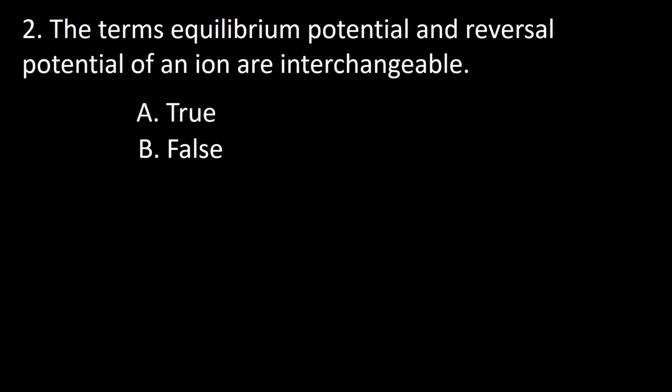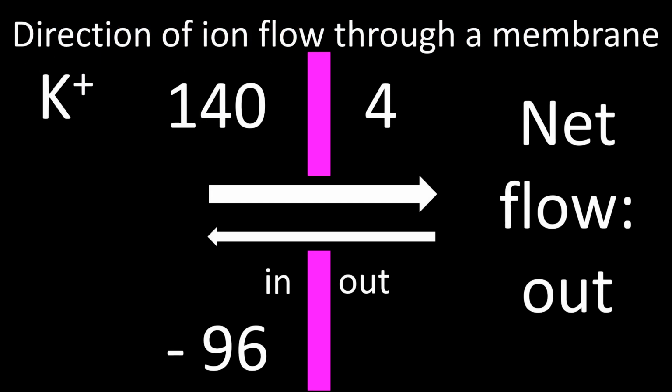Next question. The terms equilibrium potential and reversal potential of an ion are interchangeable. A true, B false. Using the same example as we used to answer the prior question, in the hypothetical axon we described, when the membrane potential was at negative 96, the net flow of potassium was outwards.